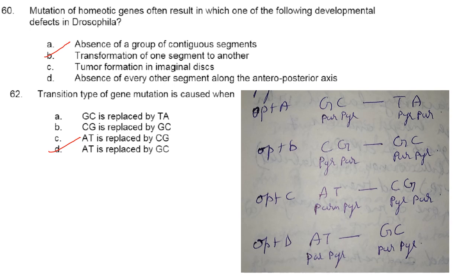Then next one. Transition type gene mutation is caused when? So transition is caused when a purine is replaced by another purine or a pyrimidine is replaced with another pyrimidine. So answer is option D. So AT is replaced by GC. A is a purine, G is a purine, T is a pyrimidine, C is a pyrimidine. So answer is option D, that is AT is replaced by GC.